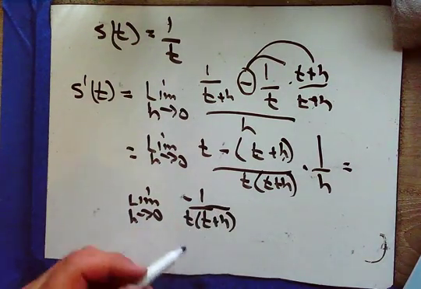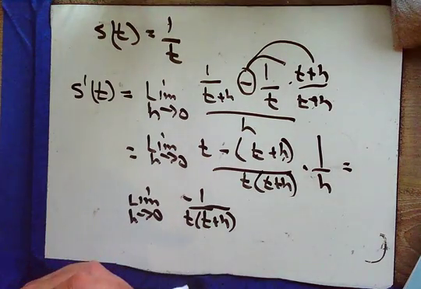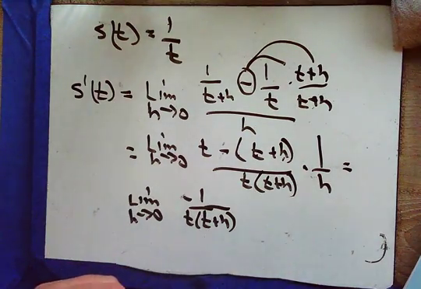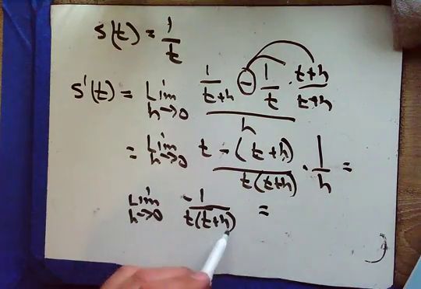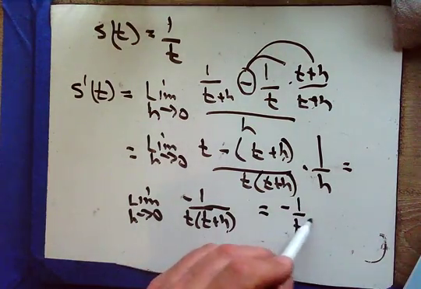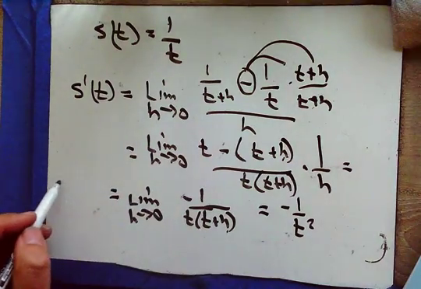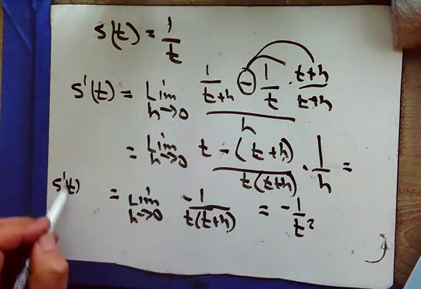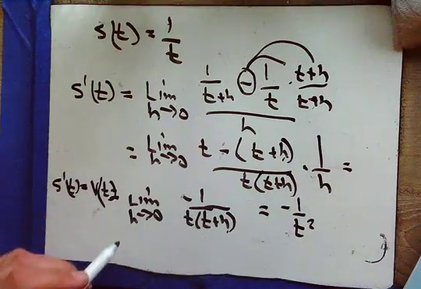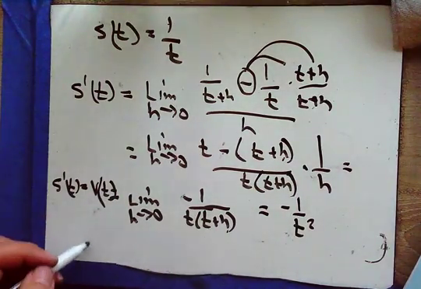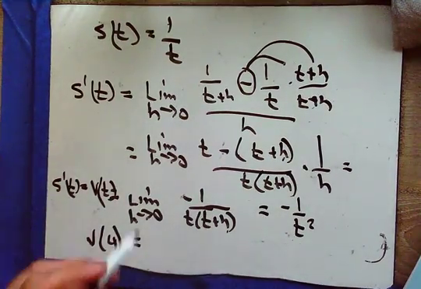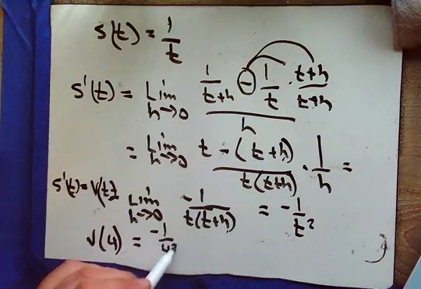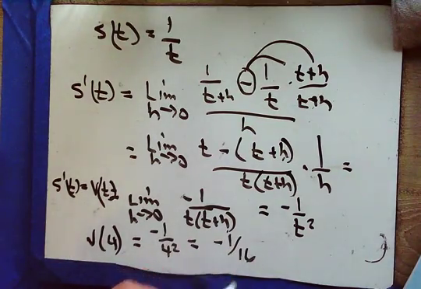And it's at this point I'm able to do the direct substitution for this limit and not get 0 over 0. So when I plug a 0 in here, I get negative 1 over t squared. This is s prime of t, or v of t. And what do I want? I want to know v of 4. I want to know the velocity at 4. So I'm going to plug in 4 here for time. Negative 1 over 4 squared, or negative 1 over 16.